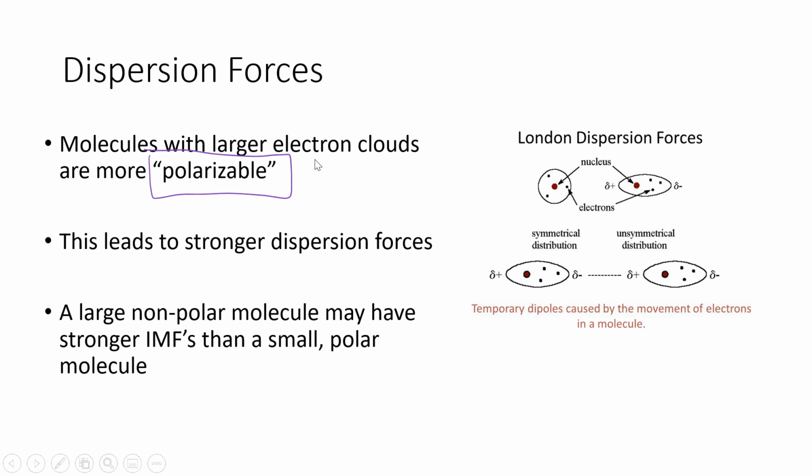And when we're thinking about the size of a molecule, we want to think about the size of its electron cloud. So think about periodic trends when you're thinking about comparing sizes. So yeah, it's all about the size of the electron cloud. And when they have a larger electron cloud, they're more polarizable. That will lead to stronger dispersion forces, to the point where a large nonpolar molecule may even have stronger IMFs than a small polar molecule.